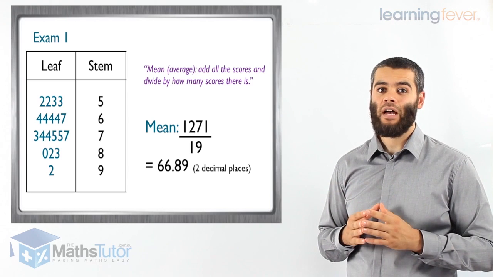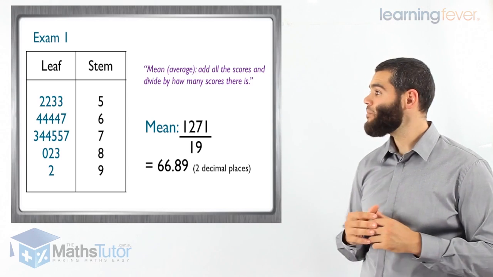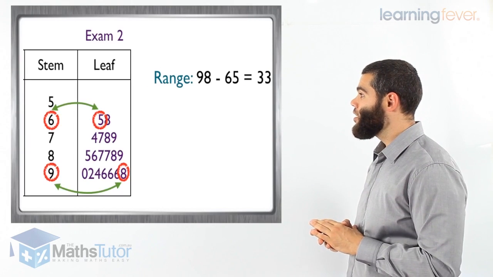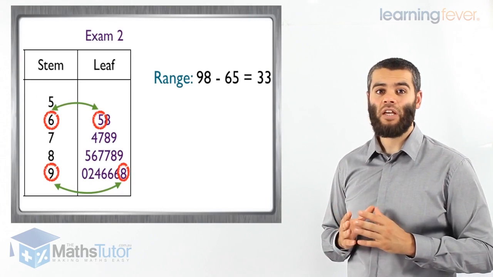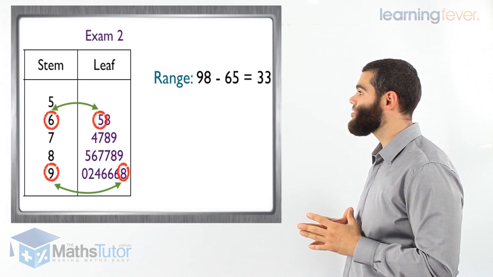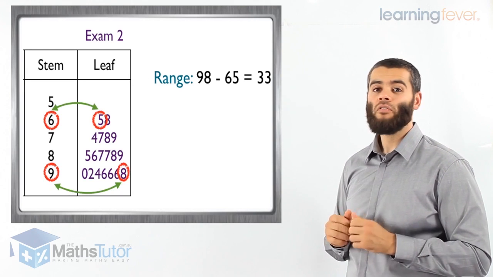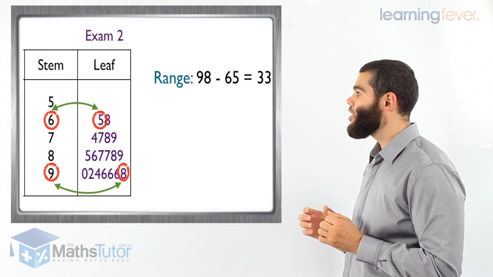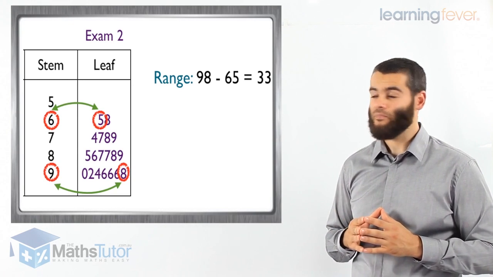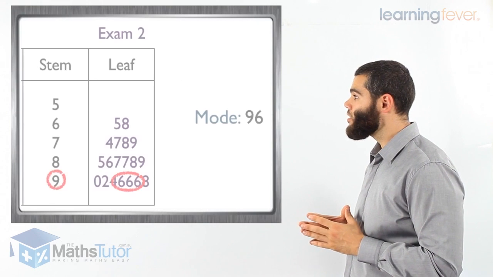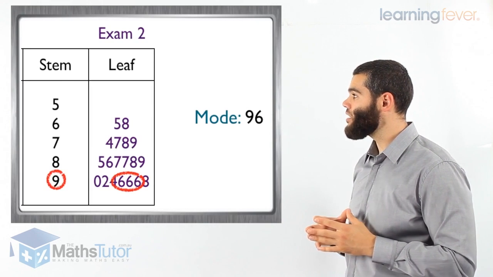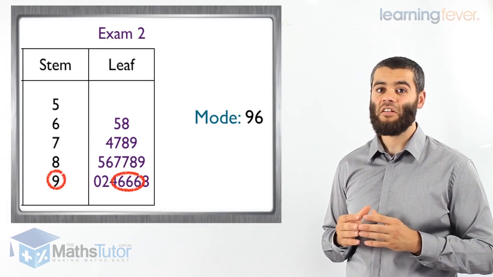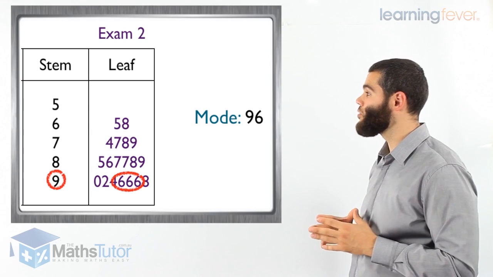Now, let's work out the range, mode, median and mean for test number 2. Let's work out the range. The highest score, take away the lowest score. The highest score is 98. Take away the lowest score, which is 65. 98 take away 65, we know the range is 33. The mode is the one that occurred the most, and we can see that 96 happened 3 times. 96 occurred the most in test number 2.